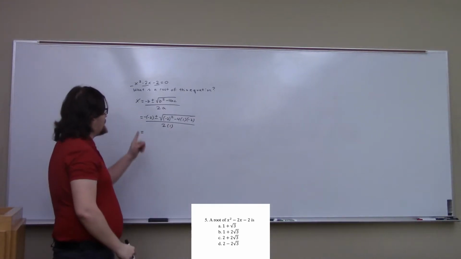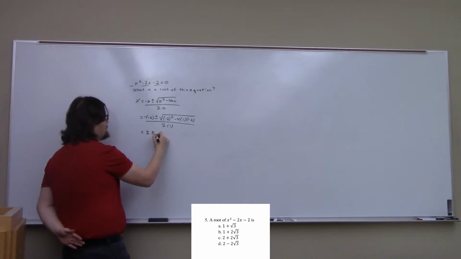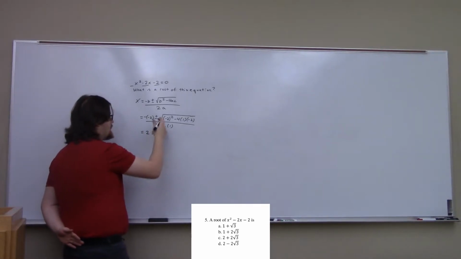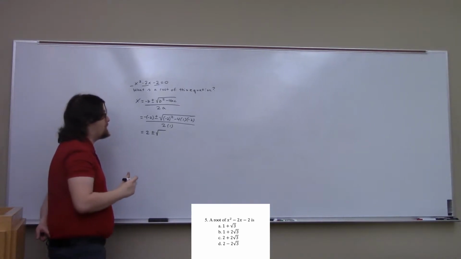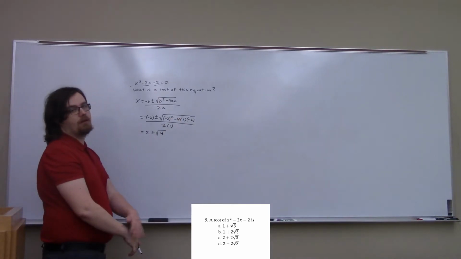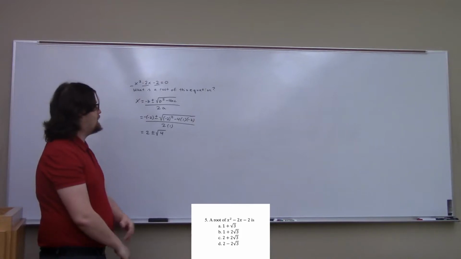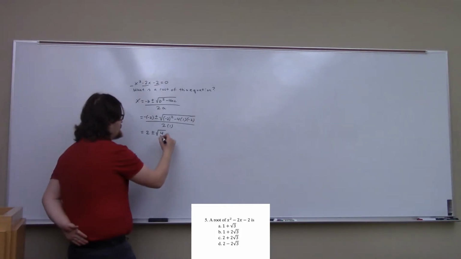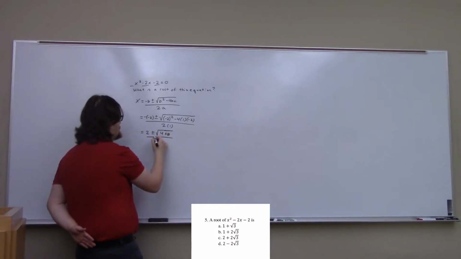We start simplifying. Negative times negative is positive, so we get 2 plus or minus the square root of negative 2 squared, the negatives will cancel, negative 2 times negative 2 is positive 4. And then we have negative 4 times 1 is negative 4, then again times negative 2 is positive 8. The negative signs cancel, so we get positive 8. Okay. All of this divided by 2.